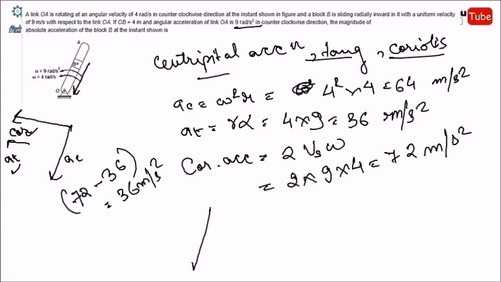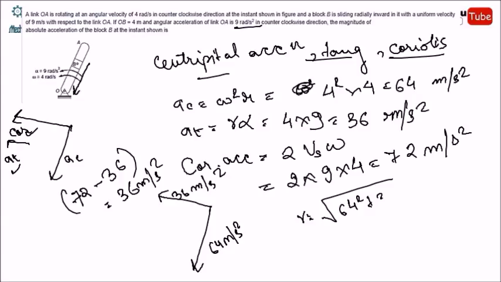So we have one acceleration component, AC, in this direction, that is 64 meters per second square, and one component in this direction, 36 meters per second square. So the resultant would be under root of 64 square plus 36 square, and this comes out to be 73.43 meters per second square. So this is the answer. Now let us go for the next question.